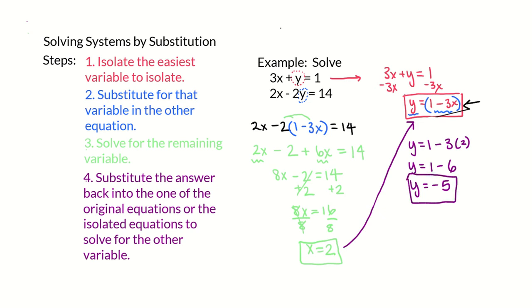That was easy to do in the isolated equation. You could also plug back in that x value to either of the two original equations to solve for y. So that means that the solution to this system of equations is the point 2, negative 5. So that is where these two lines intersect.